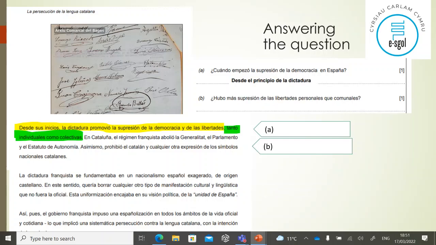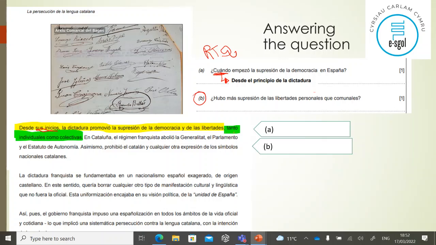So we've got that the answer is desde el principio de la dictadura, since the start of the dictatorship. Desde el principio, so some manipulation of what? De la dictadura. You don't need to write in full sentences, but the answer needs to make sense. And that's the answer to the question, when? So make sure that you read the question. Okay. Have a go at the second one.